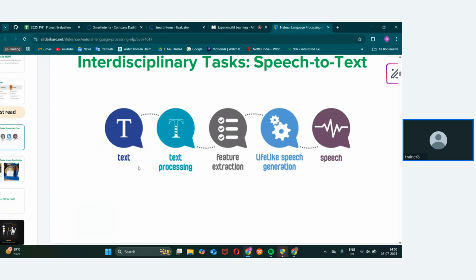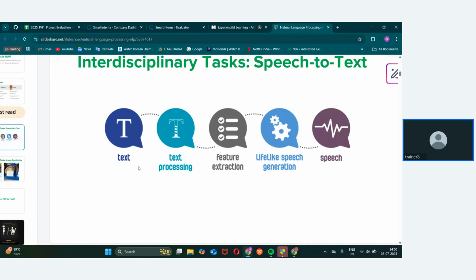If you take passages, like comprehensions, I hope everyone's aware of that. Whenever we try to find answers from a large paragraph, what do we need? We could process the whole text, but for answering questions, we need only specific things, like a specific paragraph or only specific lines. This is what is meant by feature extraction. Only some required features are extracted, not the whole information is processed.